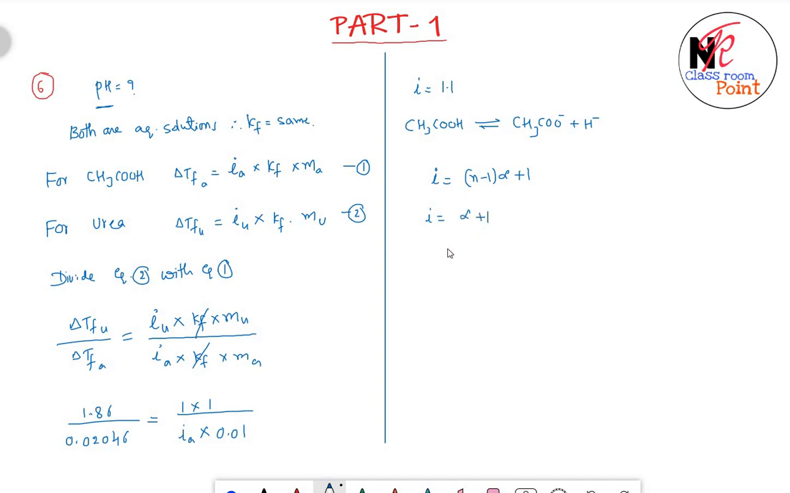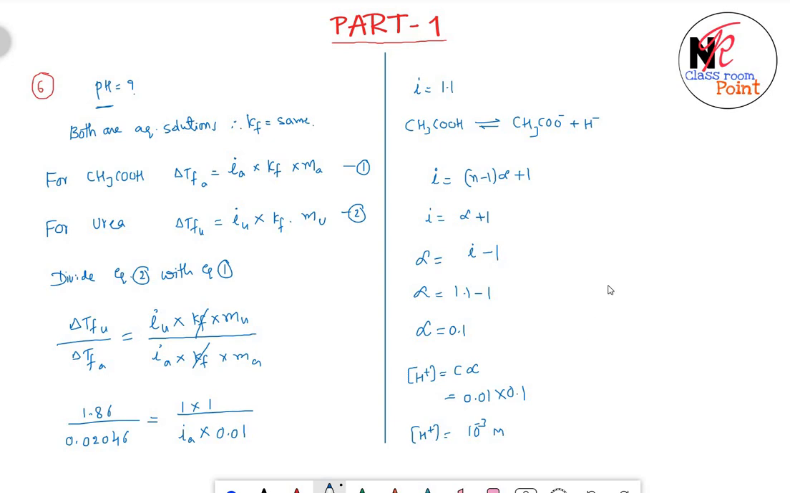So i equals alpha plus 1. We can calculate alpha as alpha equals i minus 1. So alpha equals 1.1 minus 1, so the alpha value is 0.1. From this we now calculate the concentration of H plus. Concentration of H plus equals C alpha. C, the concentration of acetic acid, is already provided, that is 0.01, which we have taken in the form of molality, into the alpha value 0.1. So the concentration of H plus is 10 power minus 3 molal.